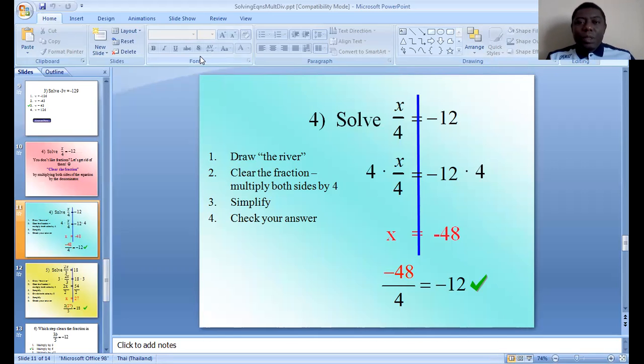We are going to continue today with our class. This is a continuation of the last class that we had on solving multiplication and division equations. So we will just do one more example.